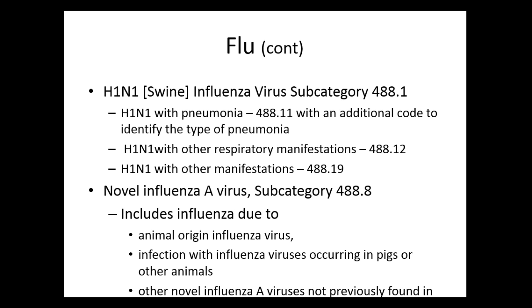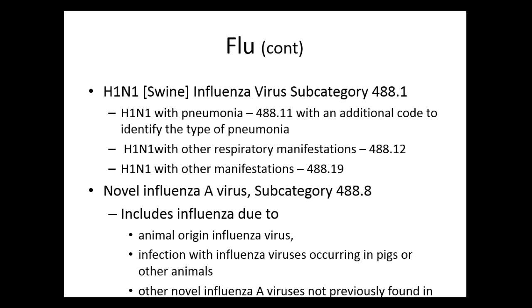Code 488.12 is assigned for other respiratory manifestations with the identified H1N1 influenza virus. Code 488.19 is assigned for other manifestations with the identified H1N1 influenza virus. With subcategory 488.8, there are combination codes to report when the influenza occurs with pneumonia, code 488.81, with other respiratory manifestations, code 488.82, and with other manifestations, code 488.89.